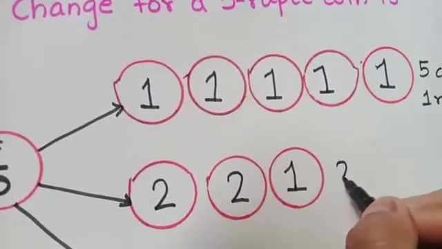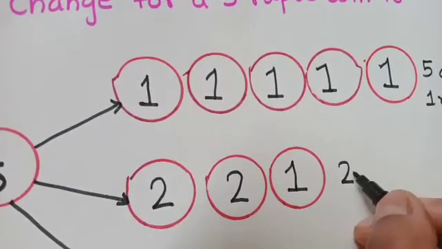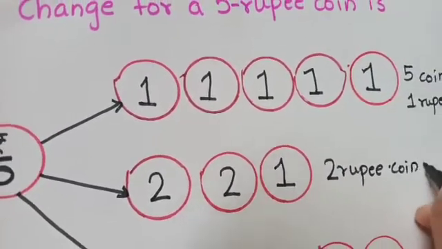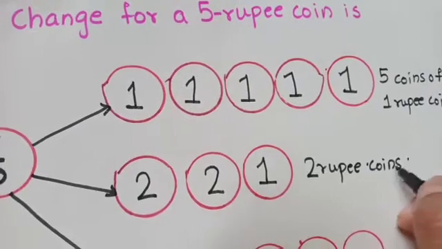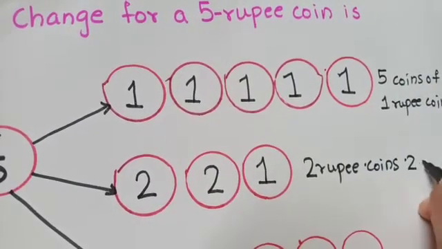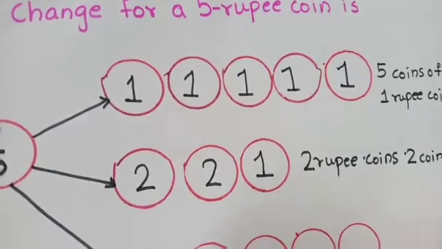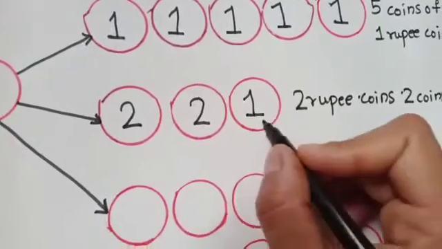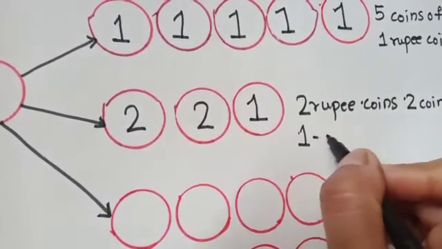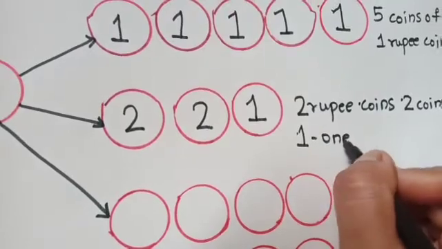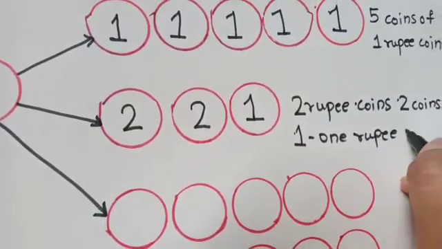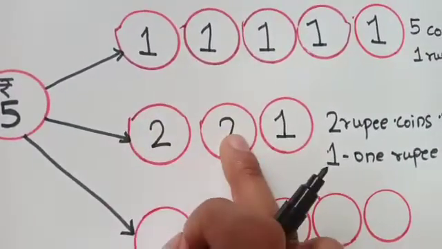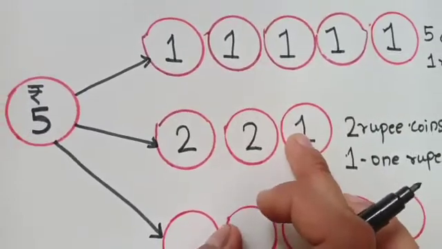Therefore, how many coins of 2 rupees? 2 coins. And 1 rupee coin is how many? 1 rupee coin. See, 2 coins of 2 rupees and 1 coin of 1 rupee.